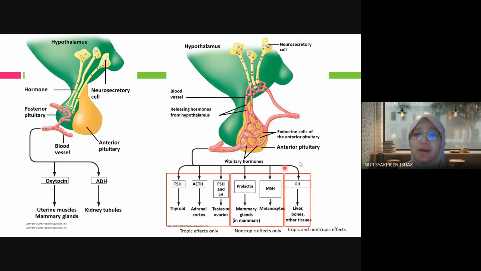And then you have the GH, growth hormone. Growth hormone reaches the target organs, which are the liver, the bones, and other tissue, to grow. So growth hormone has both tropic and non-tropic effects.